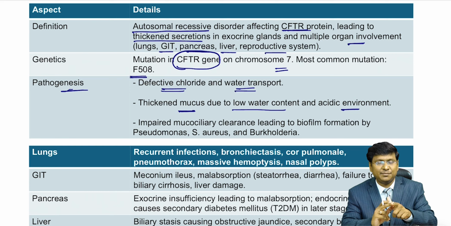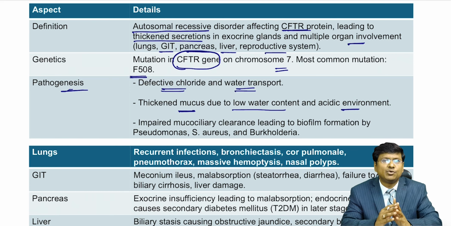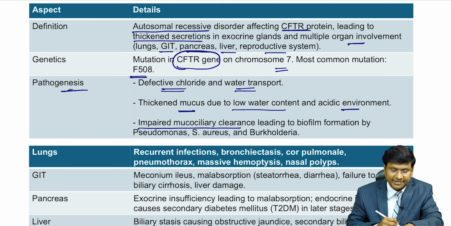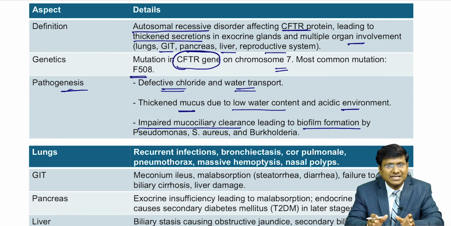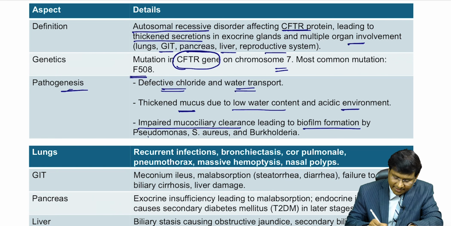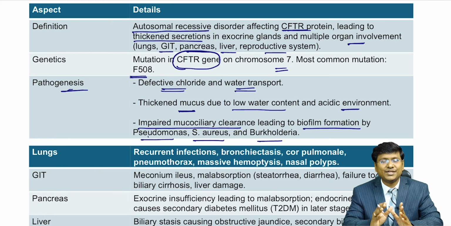The point you need to understand is, whenever there is low water content and thick mucus, what will happen to the ciliary motility within the respiratory airway? There is impaired mucociliary clearance, and that will lead to biofilm formation. Because of impaired mucociliary clearance, the organisms are not washed out. Over that thick mucus, you have the formation of a biofilm, and that biofilm contains Pseudomonas, Staphylococcus aureus, and Burkholderia. These are the organisms that will be there within this biofilm.